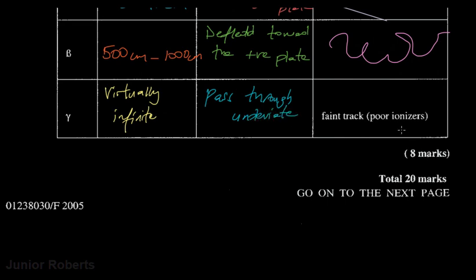And here they told us about the faint tracks. The tracks will look something like this, some very faint tracks in a cloud chamber. All right, so this would be our question completed.